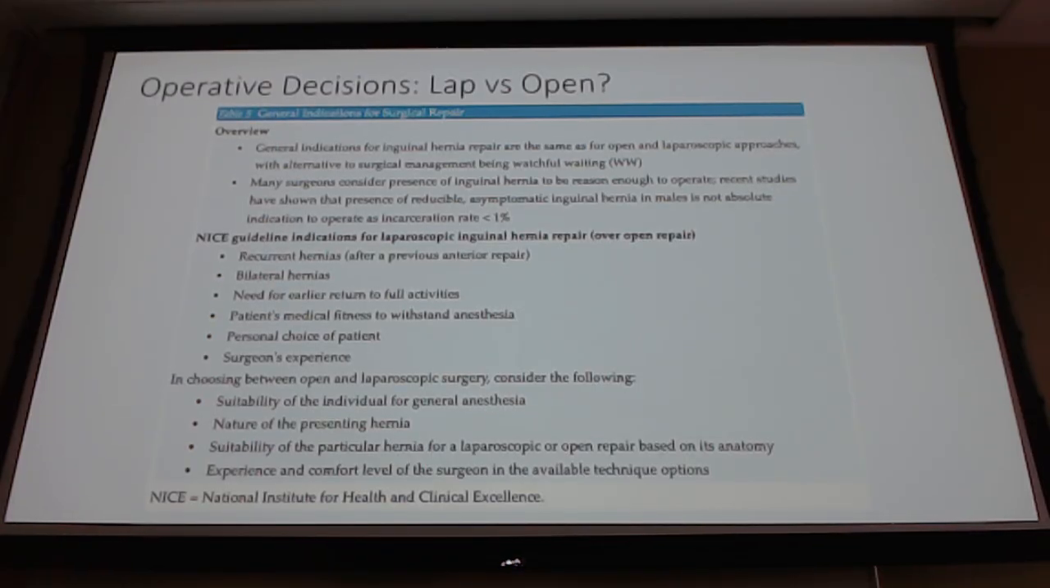We have recurrent hernias, especially those that were an open repair. We have bilateral hernias, and the need for return to early activities. That is a big, big part. We don't have to go through the skin with a bigger open incision, so they can get back to activities sooner. The patient has to withstand anesthesia. And then personal choice of the patient and/or surgeon. Have to throw that in there.